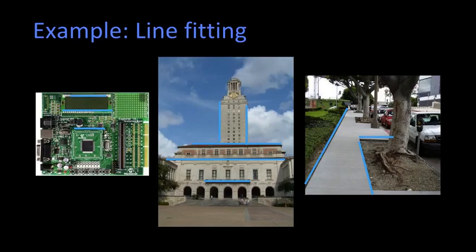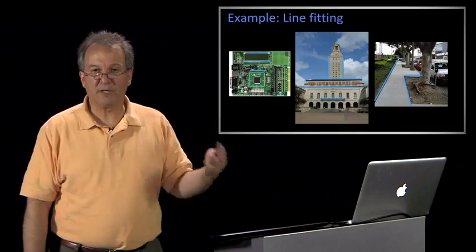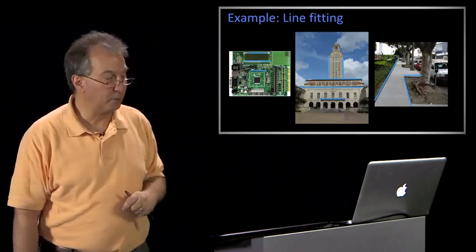Or this is the tower, again, from University of Texas, and you find the edges, and you might just want to see whether or not you might be in the state legislature, and you want to make sure the tower at the University of Texas is not leaning to the left. That's a joke for some of you. But we're going to assume for now that finding lines is something we want to do.